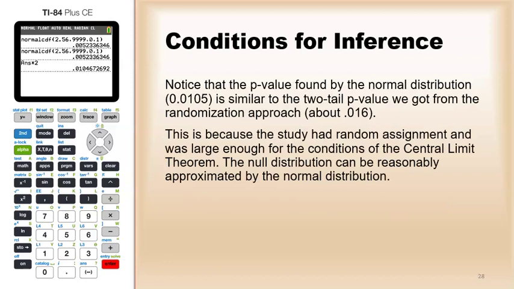If you notice, this p-value, 0.0105, or about 1.1%, is similar to the two-tailed p-value we got from the randomization approach, which is about 1.6%. This is because the study had random assignment and was large enough for the conditions of the central limit theorem to hold. The null distribution can be reasonably approximated by the normal distribution.